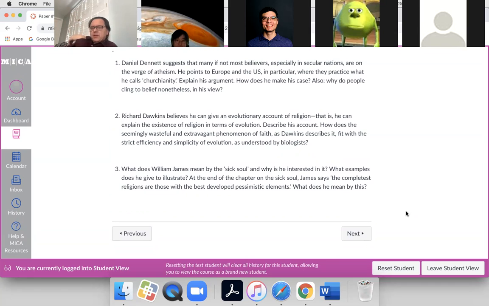Dawkins believes he can give an evolutionary account of religion. That is, he can explain the existence of religion in terms of evolution. Describe his account. How does the seemingly wasteful and extravagant phenomena of religion fit with the strict efficiency and simplicity of evolution as understood by biologists?